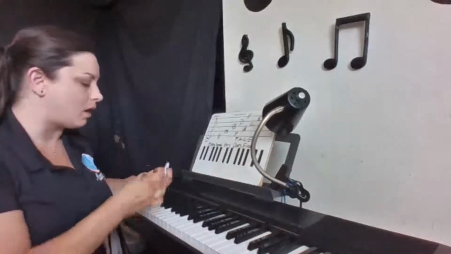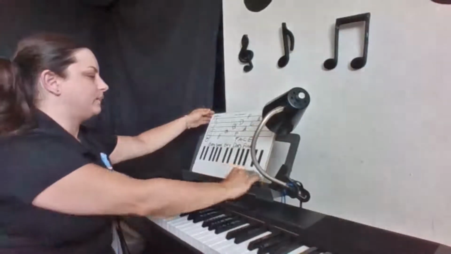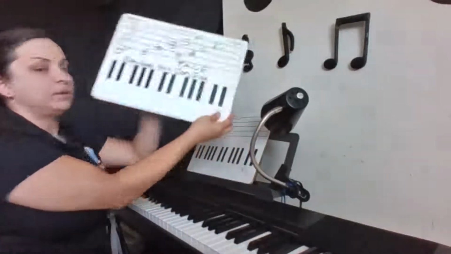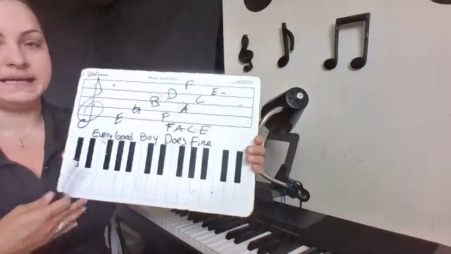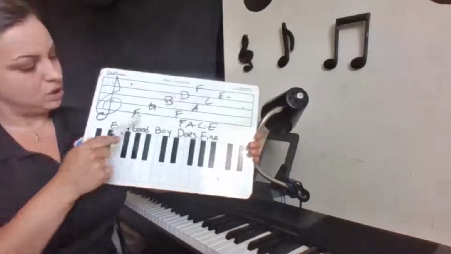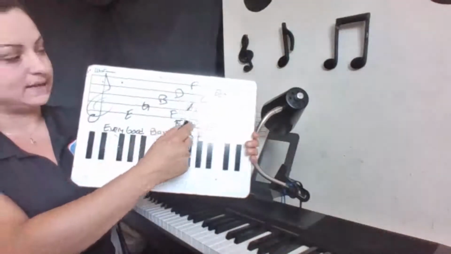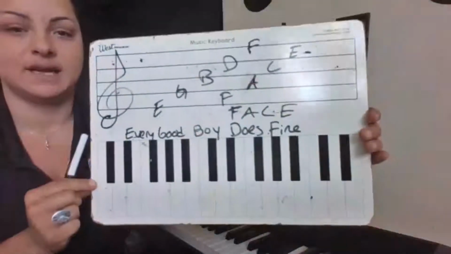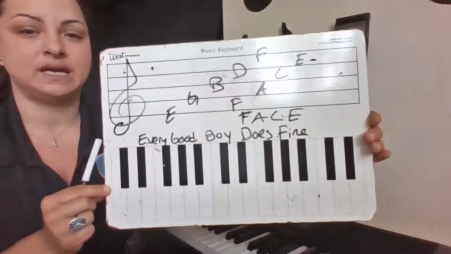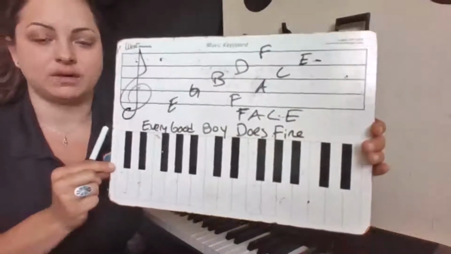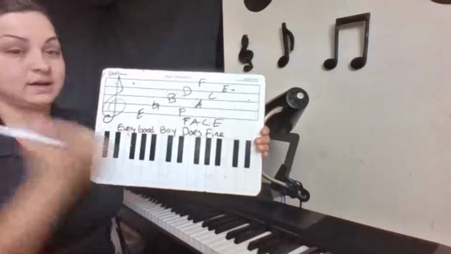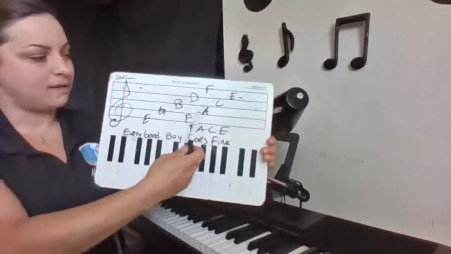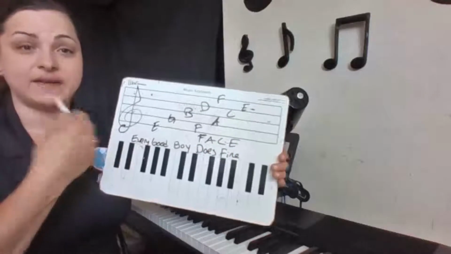So let's review our treble clef really quick. If you remember from a few weeks ago, our sentence, what was it? For our lines, every good boy does fine. So our letters for our lines, E, G, B, D, F. That's for our treble clef lines. Now for our spaces, what was this? Our F, A, C, E, our face.